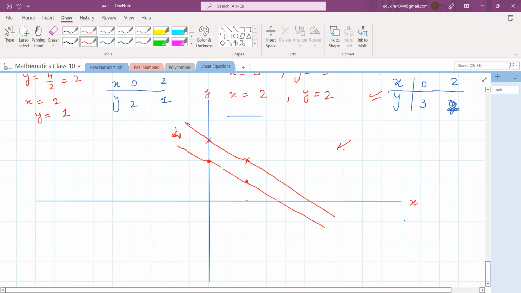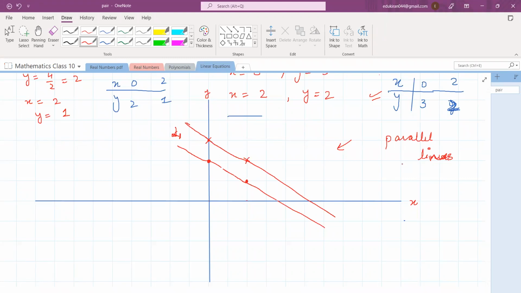So in this case, what am I getting? Parallel lines. Will they intersect anywhere? No, parallel lines do not intersect anywhere. So that means there is no common point between the lines, which means there is no solution possible. Clear? Yes. All right, so we have seen the lines are parallel.